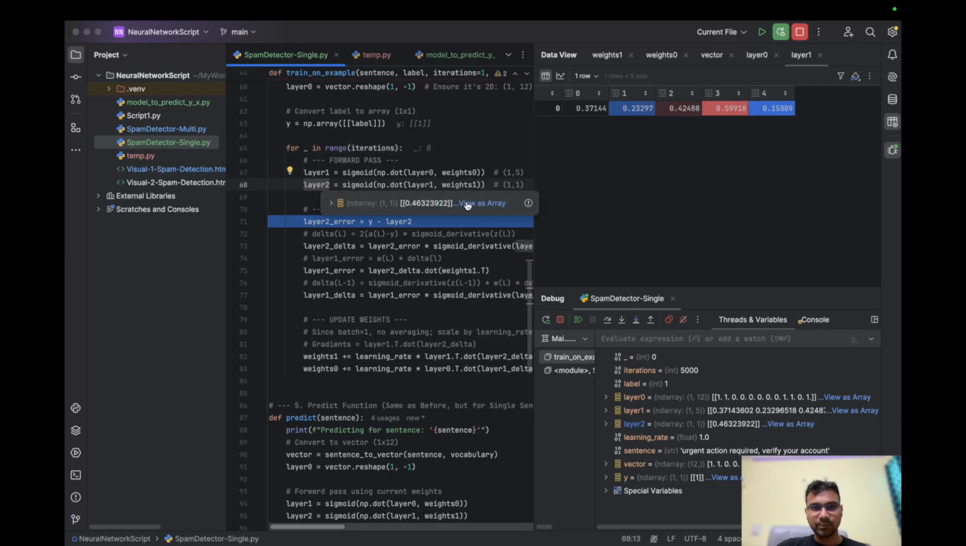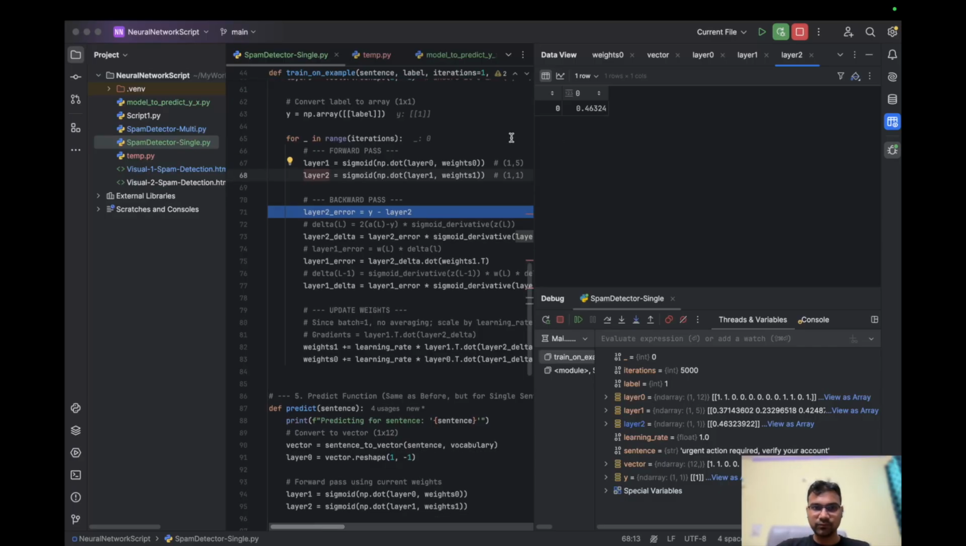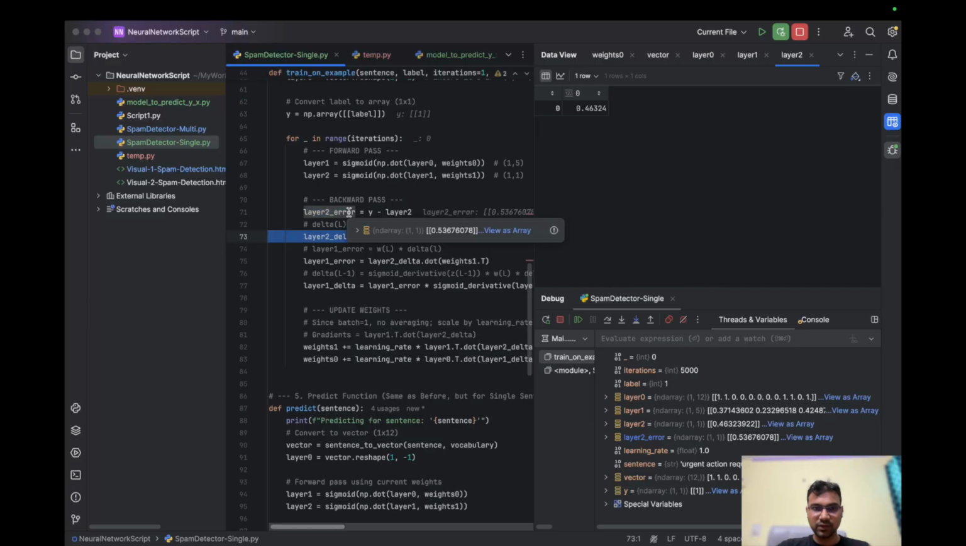So the prediction came out to be 0.46. This is a random value that has come up. This is leaning toward not spam, whereas actually this is spam. The y value is 1. So what we will do is find out the loss error, the last layer error.